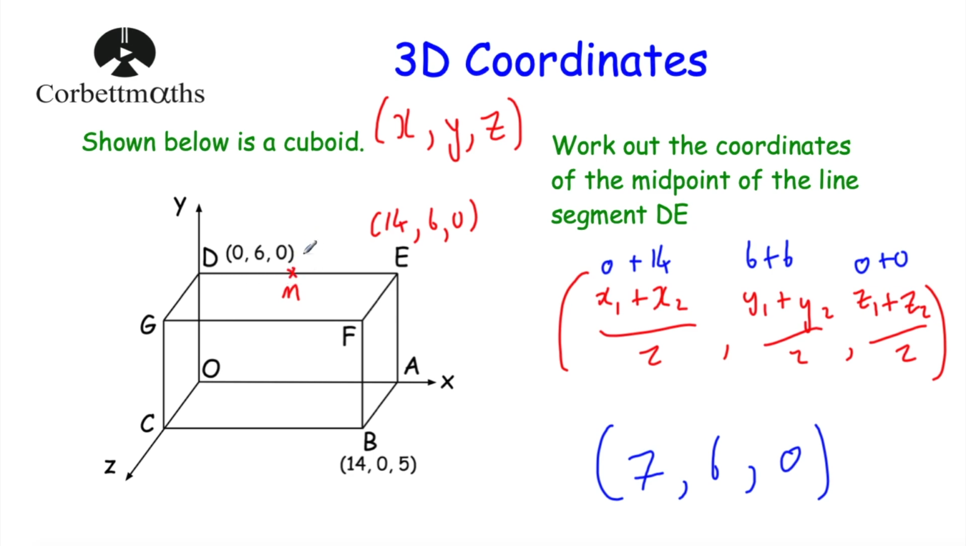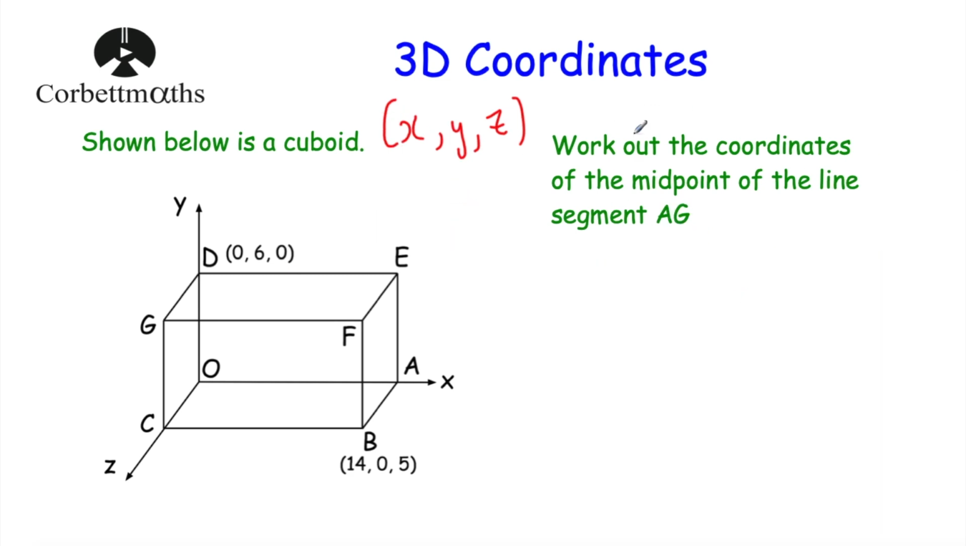And actually that makes sense, because if you think about it, for this point here, we've gone 14 along and 6 up, and then 0 out. So in terms of this point, you'd go 7 along, 6 up, and 0 out. So that's the coordinates of that point. And again, some people remember this formula in terms of x1 plus x2 divided by 2, y1 plus y2 divided by 2, and z1 plus z2 divided by 2. Or I would just add these together. 0 plus 14 is equal to 14, and half it is 7. 6 plus 6 is equal to 12, and half it is 6. And 0 plus 0 is 0, divided by 2 is 0.